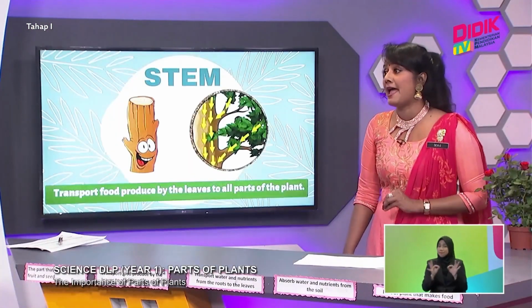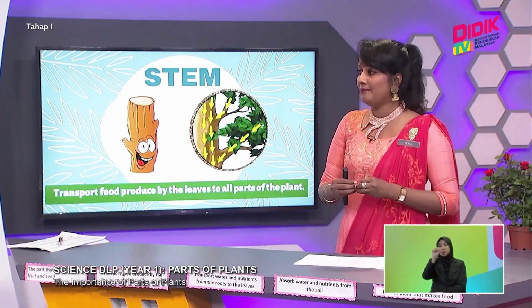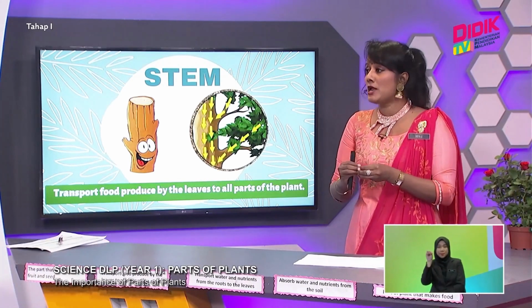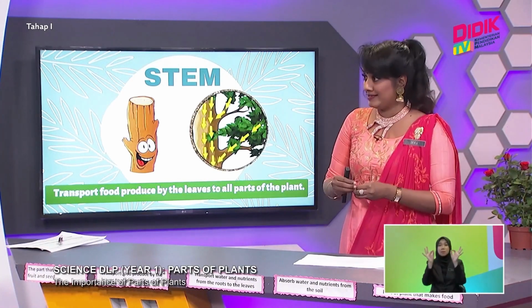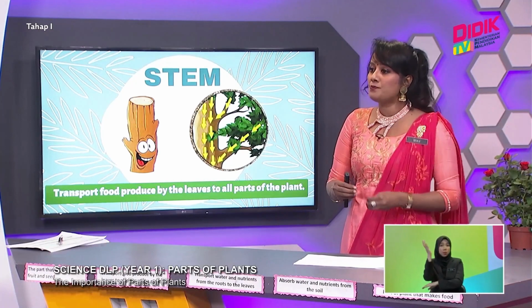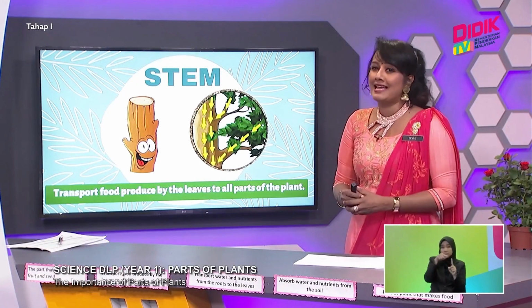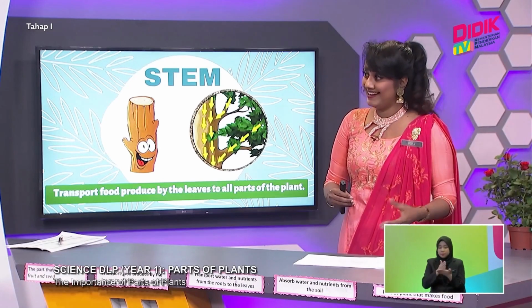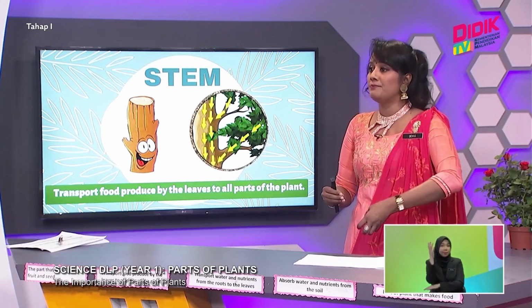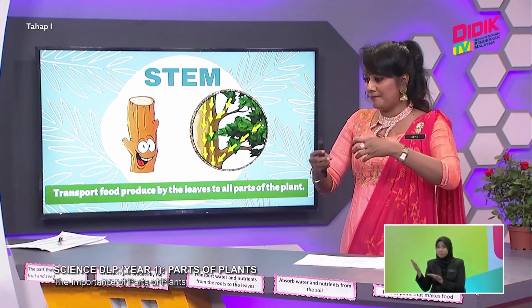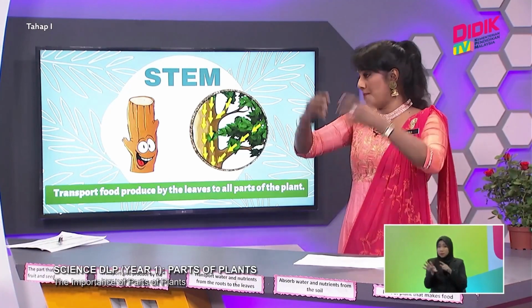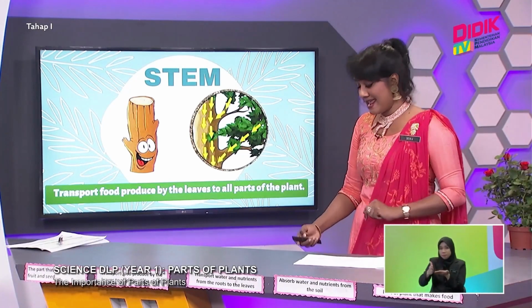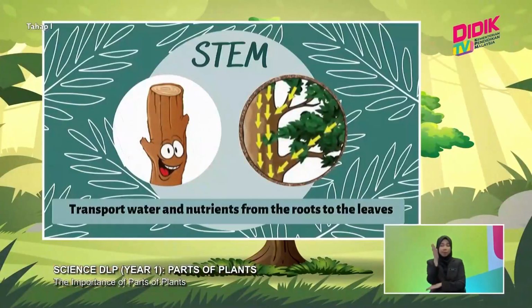Okay, next is the stem. If you look at the stem, it is very important for plants. It will transport food produced by the leaves to all parts of the plant. That's a very important role. But not only that, the stem also transports water and nutrients.